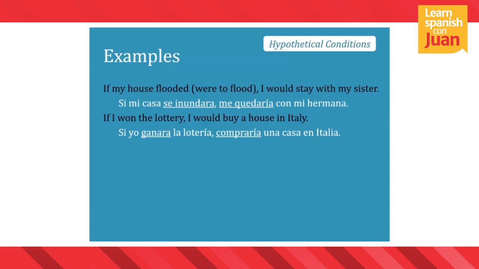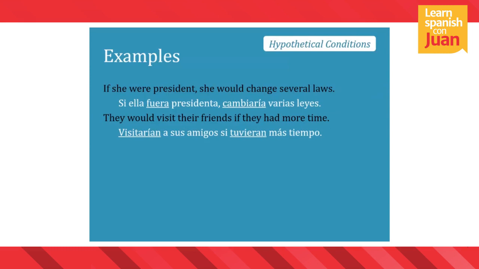If I won the lottery, I'd buy a house in Italy. Si yo ganara la lotería, compraría una casa en Italia. So again, the pattern is if clause, imperfect subjunctive, then clause, conditional. Let's look at a couple more examples of these hypothetical if clauses, right? And the then clauses that flow from them. If she were president, she isn't, but if she were, she would change several laws. Si ella fuera presidente, again, that's that imperfect subjunctive form. Si ella fuera presidenta, cambiaría varias leyes. Si fuera presidenta, cambiaría varias leyes.